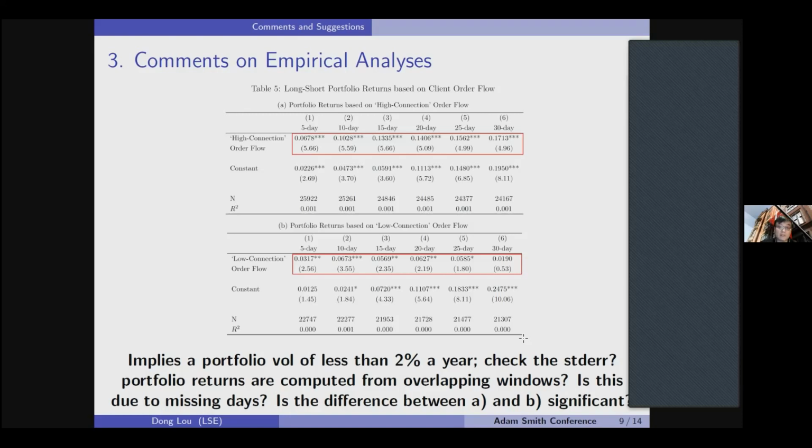One possibility is that the portfolio returns are actually computed from overlapping windows, right? The portfolios are rebalanced on a daily basis, then you hold them for 5 days. This overlapping return window could be driving these very high t-stats. And also, a very minor point: you need to tell us if the difference between the top panel and bottom panel is statistically significant.